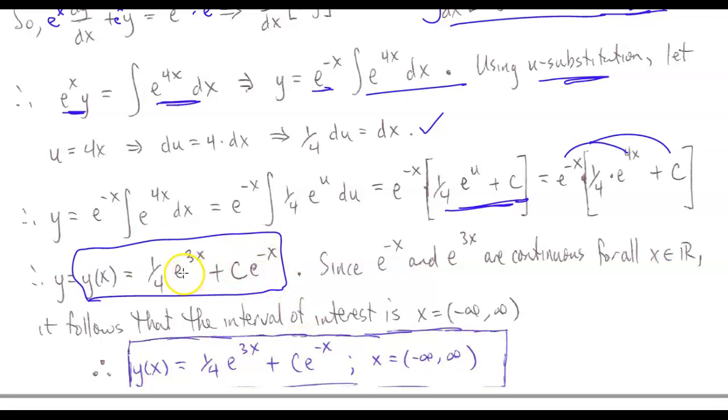And notice here that e raised to the 3x and e raised to the minus x are continuous for all real numbers, and the domain of both of those functions is all real numbers. So because of that, this will be our solution, and we can plug in any real number x value into it.